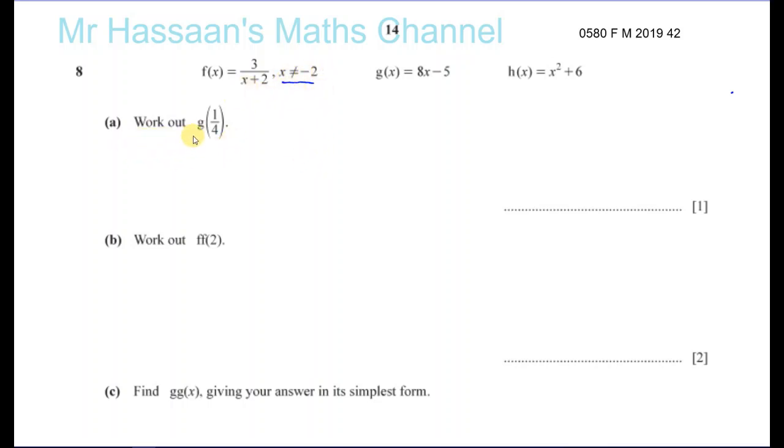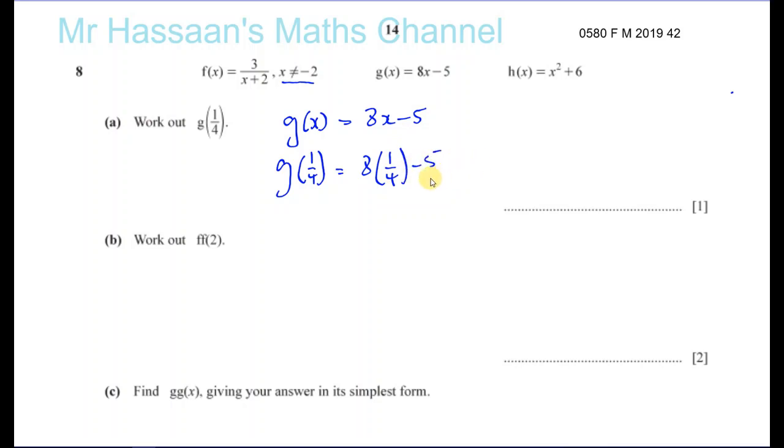Now it says work out g of 1/4. That means you've got to take the function g, which is this one. We know that g of x is equal to 8x minus 5, and whatever appears in the bracket must replace the x in our function. So we're going to replace this x with 1/4. So g of 1/4 is equal to 8 times, replacing the x with 1/4, 8 times 1/4 minus 5.